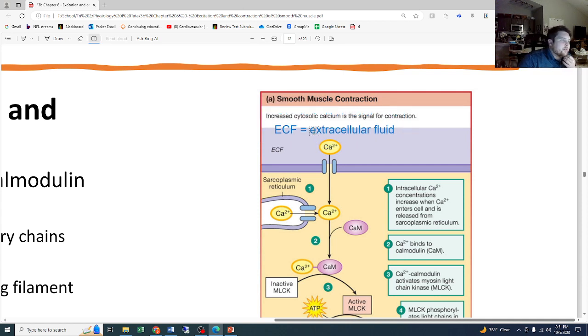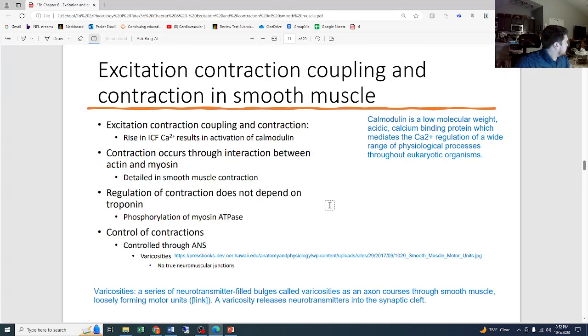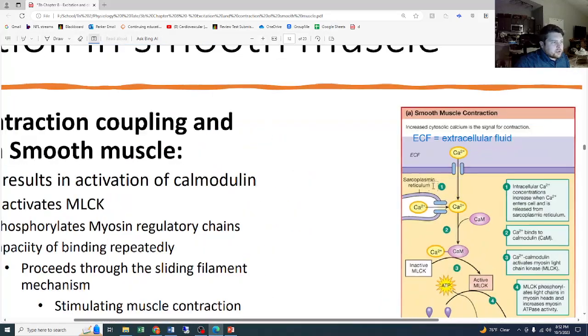Out here in the ECF, we have a much larger concentration. It's more saturated with calcium. And that's going to cause calcium to come into the cell when our calcium gates open. When those open, calcium comes into the cell, and this calcium coming in also stimulates the sarcoplasmic reticulum to release calcium as well. This combination, both of these releasing calcium, is what we'll call the calcium spark.